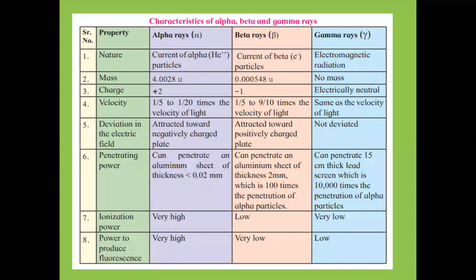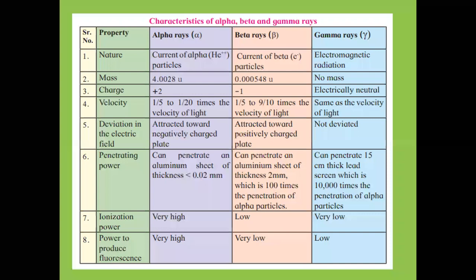Then we have ionization power, which is the different ranges given to us. Alpha rays is very high, beta rays is low, gamma rays is very low. And power to produce fluorescence. Have you heard about this term called fluorescence? What is the meaning of fluorescence? Glow in the dark. Very good. The power to glow in the dark is very high for alpha rays, very low for beta rays, and low for gamma rays. And ionization power.